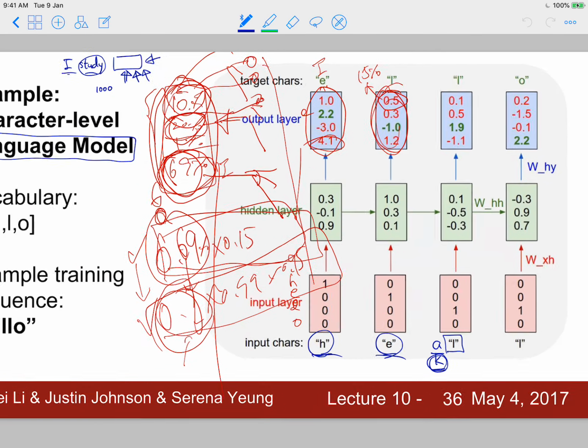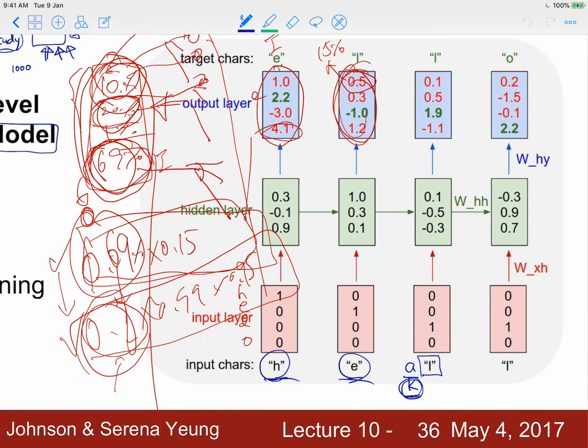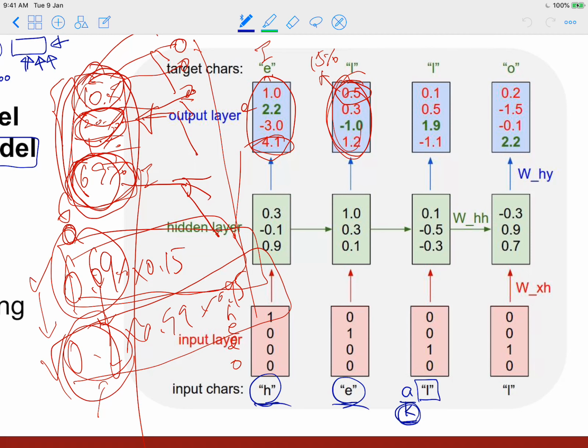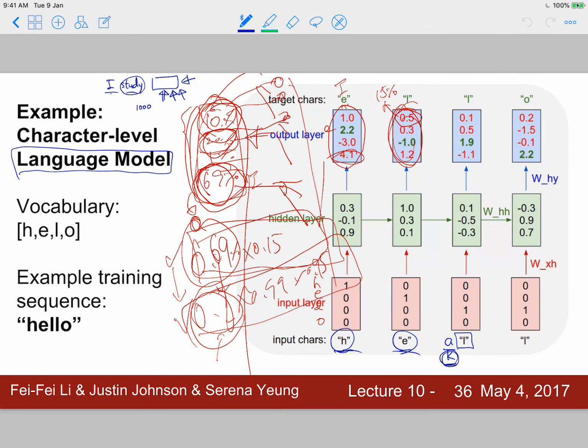Okay, so in this case, this is the slide about the training time, right? Here we know that the ground truth at the first time step is E, because E is the next character after H, right? But here, what is our prediction?